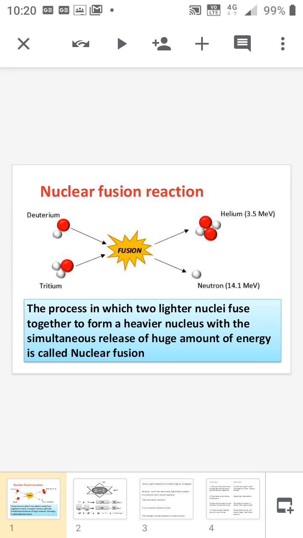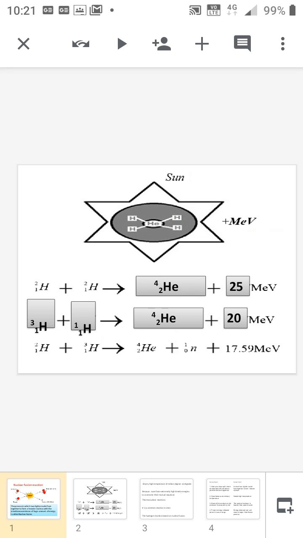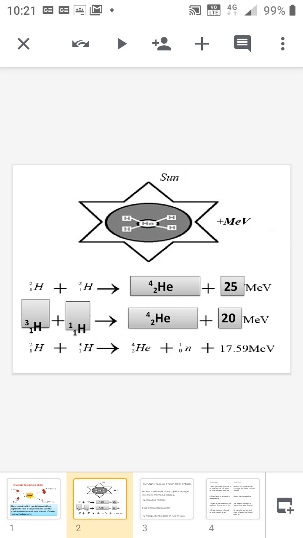We can calculate the amount of energy by using Einstein's equation E = mc², where m is the mass defect and c is the velocity of light. Now we are moving into some examples. See here, the fusion reaction is generally the combination of lighter nuclei, say for example hydrogen, to form the helium nucleus, which is heavier than the parent hydrogen nucleus, and a tremendous amount of energy is released. This is basically the nuclear fusion reaction.